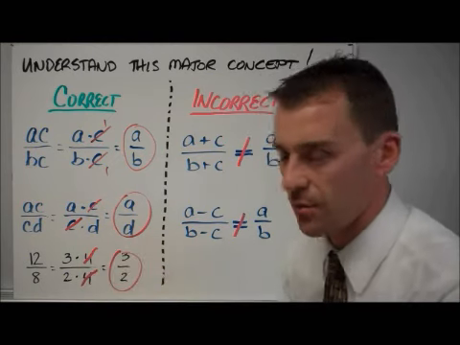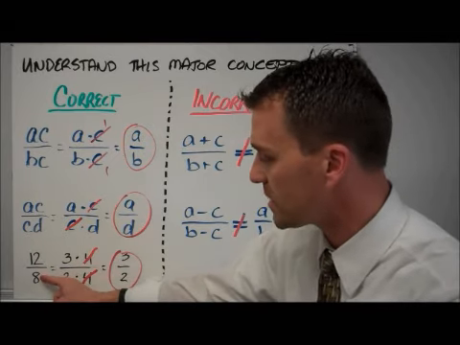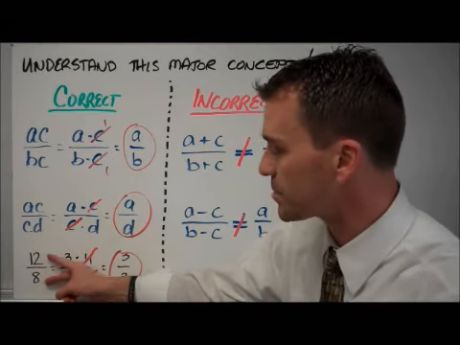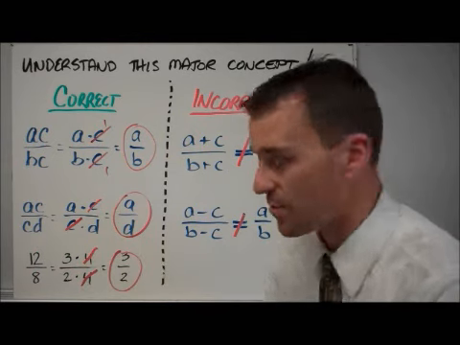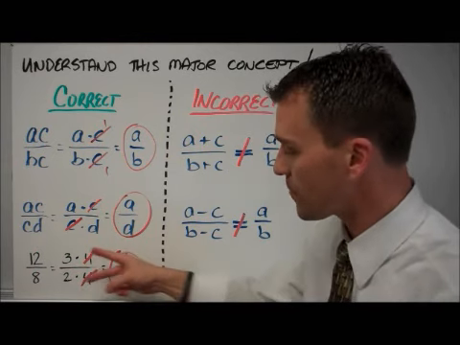You all know this too, because you can take 12/8 and divide the top by 4 and the bottom by 4, which would reduce it down to 3 halves. So this is simplified from 12/8.